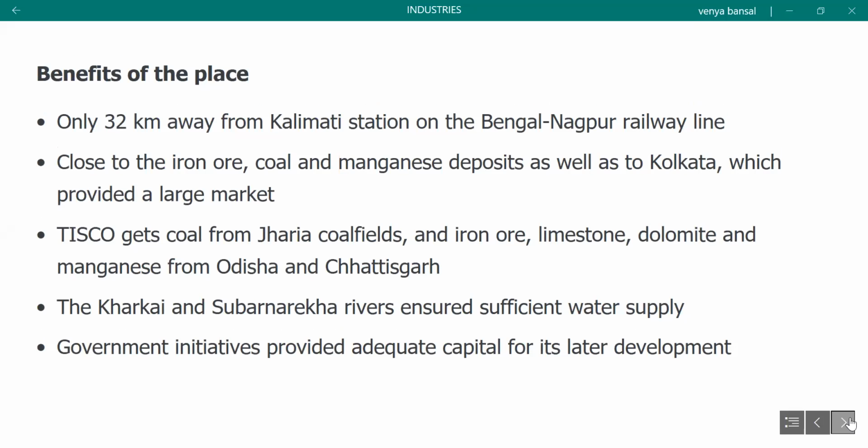The benefits of the place which influenced the establishment of the iron and steel industry there are that it is just 32 kilometers away from the Kalimati station on the Bengal Nagpur railway line, and it has close proximity to iron ore, coal, and manganese deposits. TISCO gets coal from the Jharia coalfield and iron ore, limestone, dolomite, and manganese from Odisha and Chhattisgarh. The Kharkai and Subarnarekha rivers ensured sufficient water supply. The government initiative provided adequate capital for its later development.